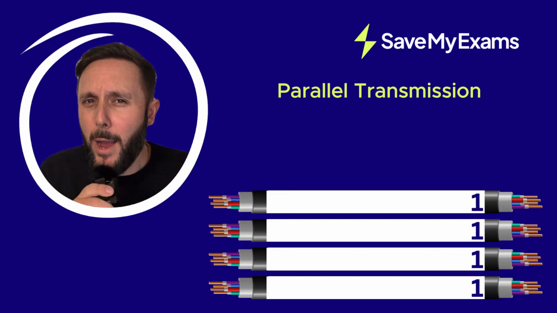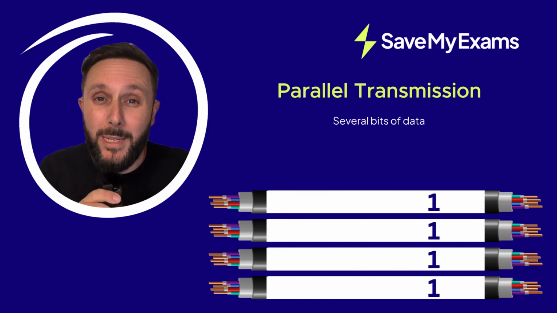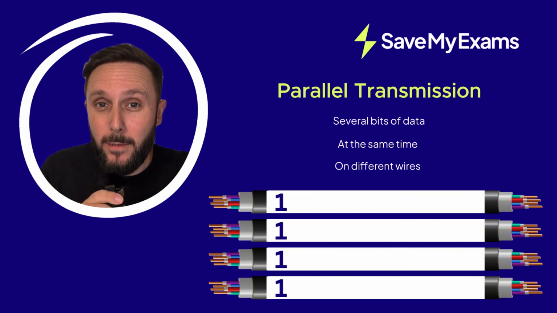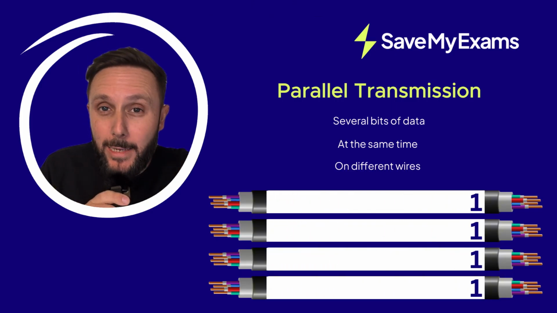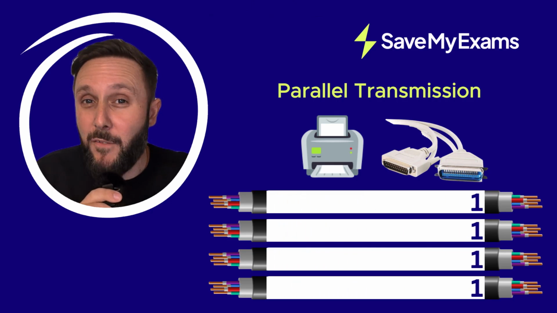Okay, so what about parallel transmission then? How's that different? Well, parallel transmission can send several bits of data at the same time, each on their own wire. Think of it like multiple lanes on a highway. Old printer cables used to use this method because it's really fast.